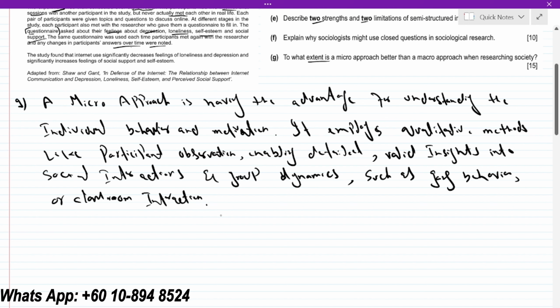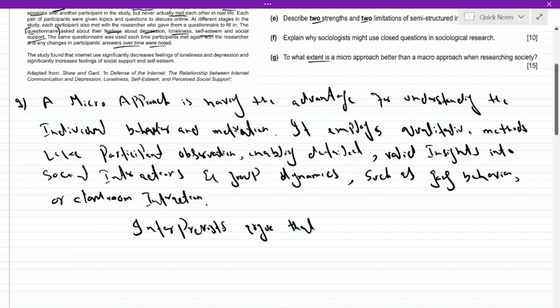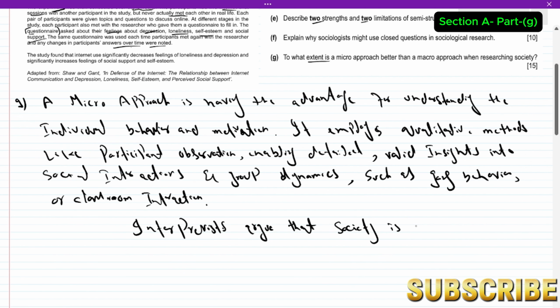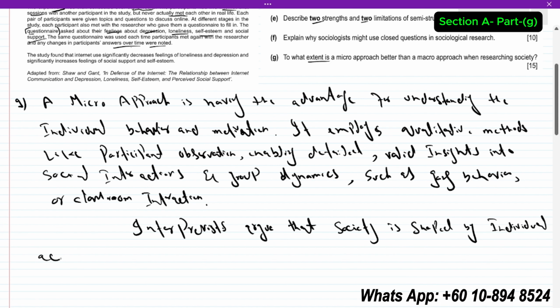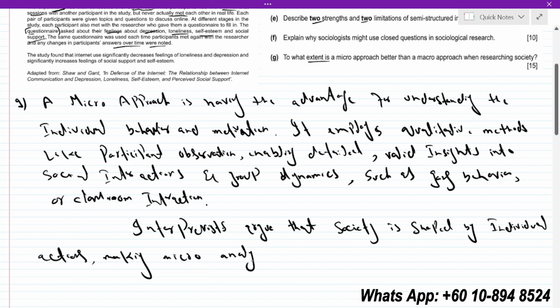Interpretivists argued that society is shaped by individual actions, making micro analysis crucial.